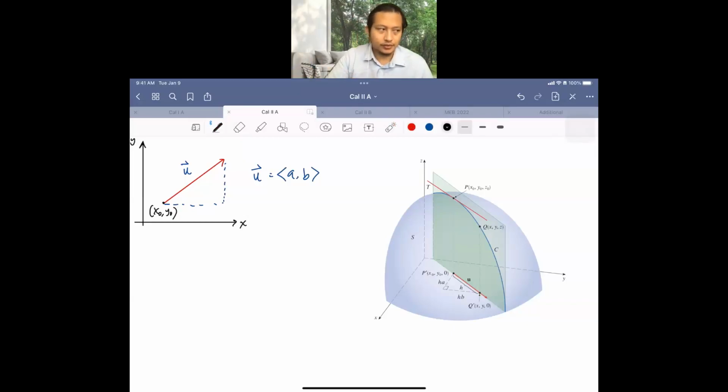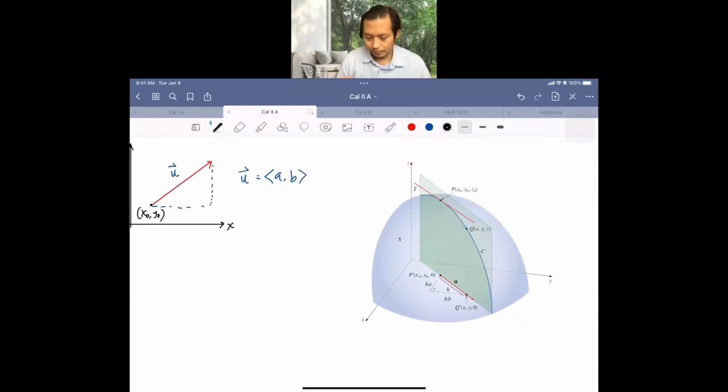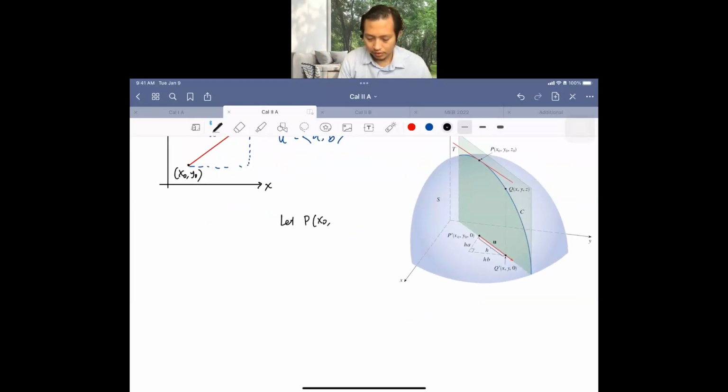Okay, now let me write here. Let P be at this point, and the vector for P prime, Q prime, is defined with some scalar multiplied with direction a, b, right? So we can write a vector that is ha, hb. So through some calculations for the distance, we know that x minus x0 will be our ha, or x will be x0 plus ha, and y minus y0 is hb, and y will be y0 plus hb. Okay?